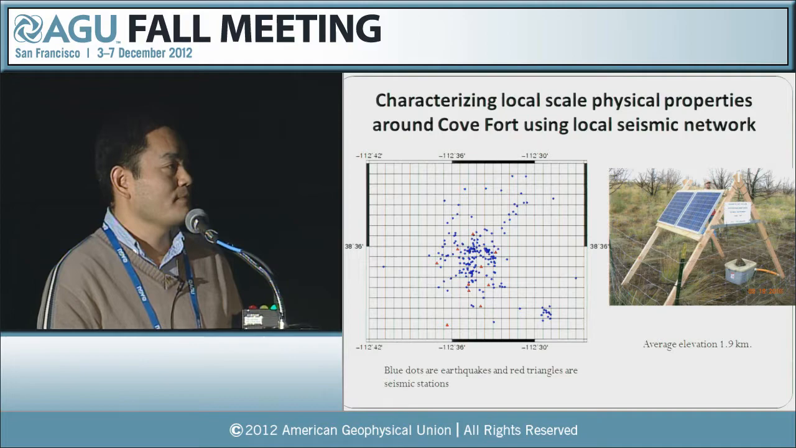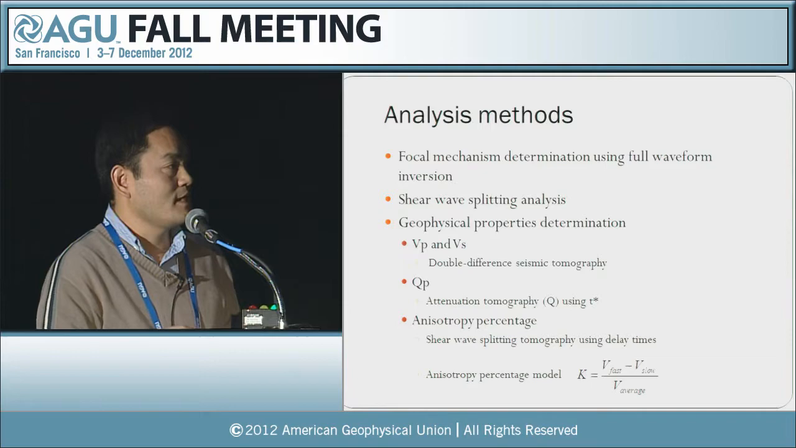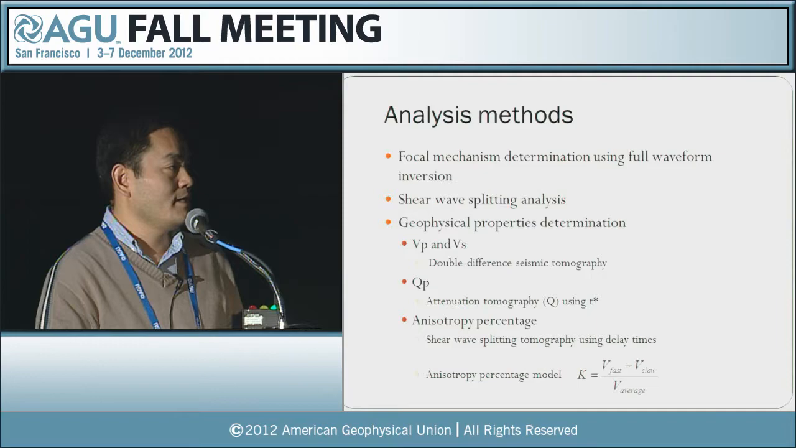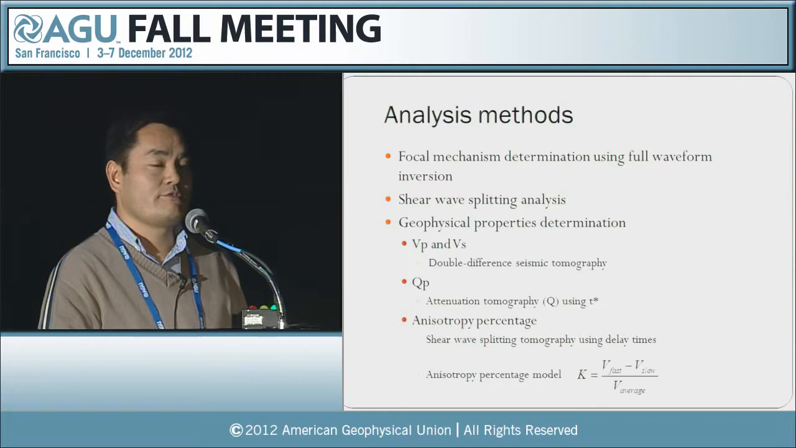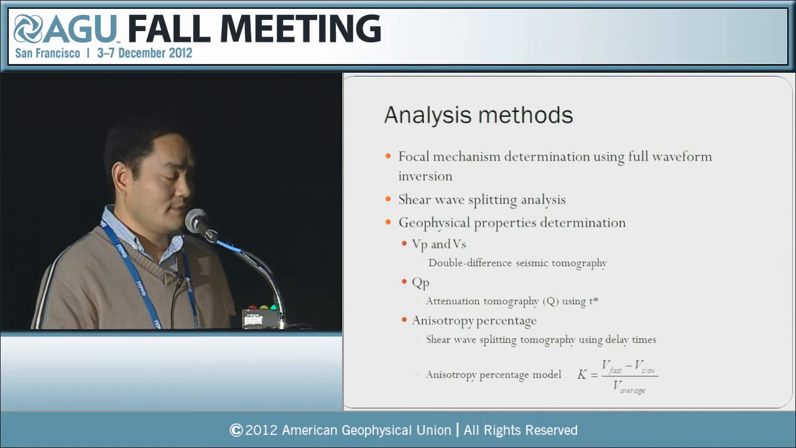So with this set of earthquake data we collected, we did a series of studies. For example, we use full waveform inversion to determine focal mechanisms of these earthquakes. And we used shear wave splitting analysis to determine the anisotropy in this area. We also applied double difference seismic tomography to determine Vp and Vs models and Qp models, attenuation models, and also anisotropy percentage models using the shear wave splitting tomography method. So next, I'm going to present the results using the local earthquake data we collected.